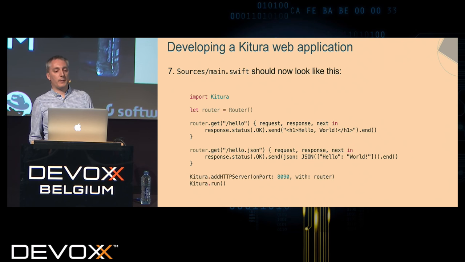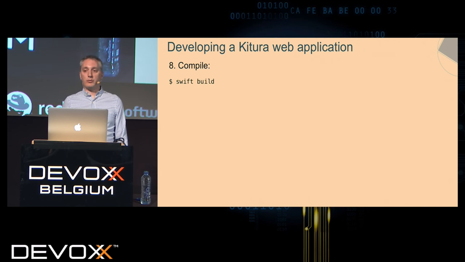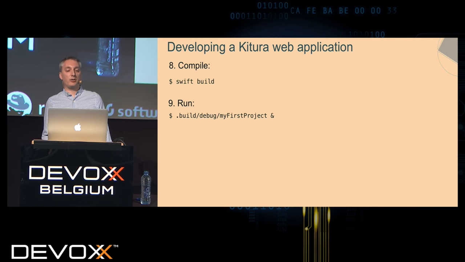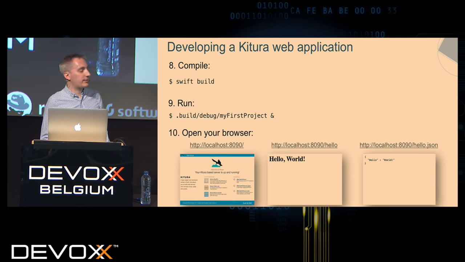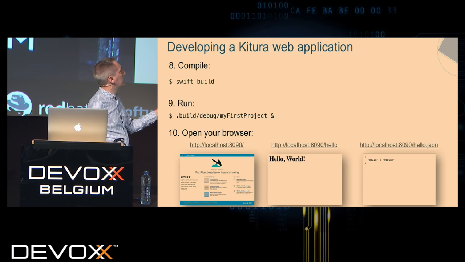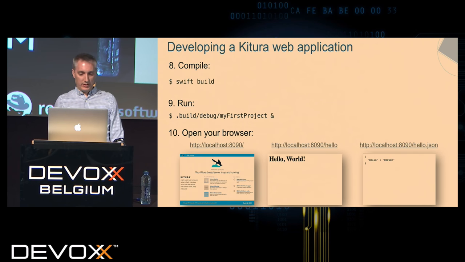Once you've written your code, you need to compile it, so you would do that with swift build. And once you've executed swift build, you would then just run it because it's an executable on disk. And once you've done that, if you go to the root directory, you'd see our splash. Hello is the route we just defined with the h1 tag, and hello.json was the JSON route we defined. So that's really nice.